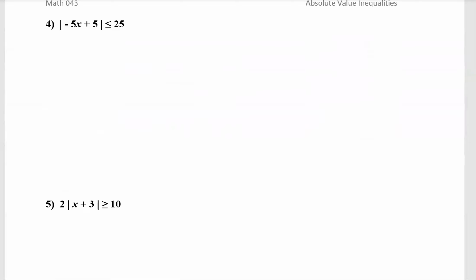Number 4, we have an absolute value is less than. Less than is an and statement. So I'm going to solve this, taking the opposite of k, which is a positive 25. So now it's negative 25 is less than or equal to negative 5x plus 5, and negative 5x plus 5 is less than or equal to 25.